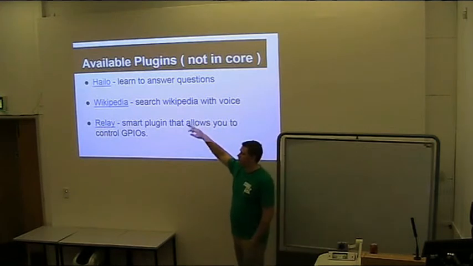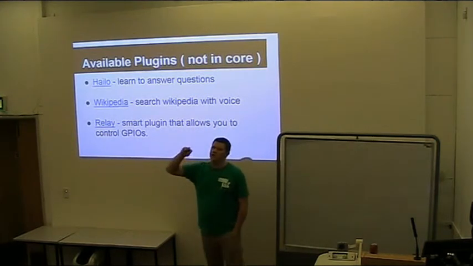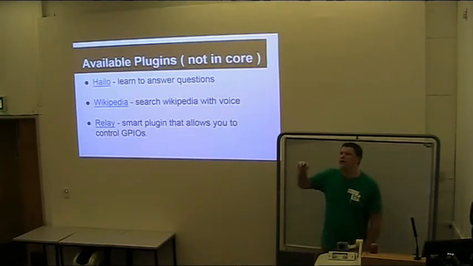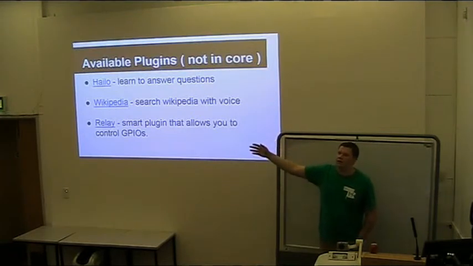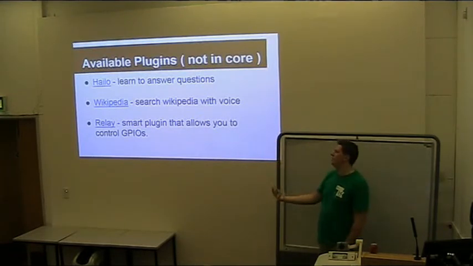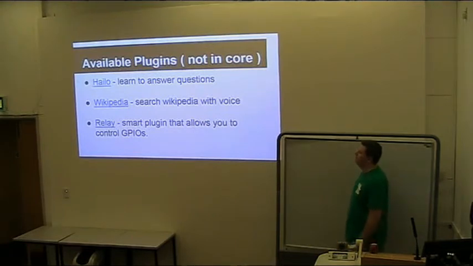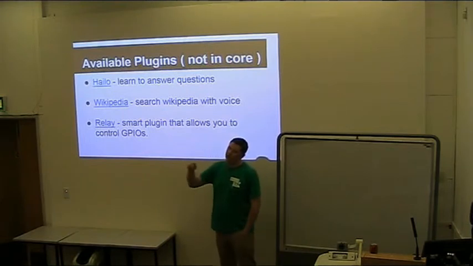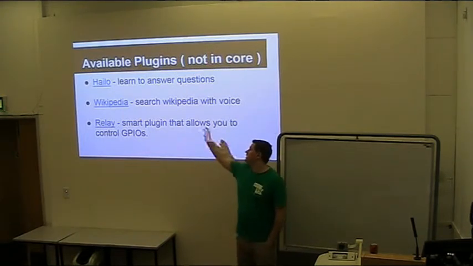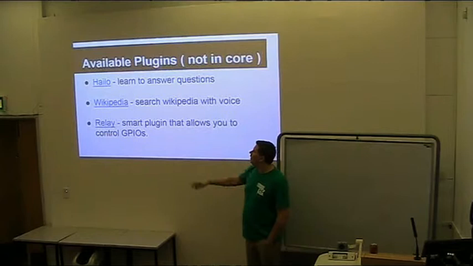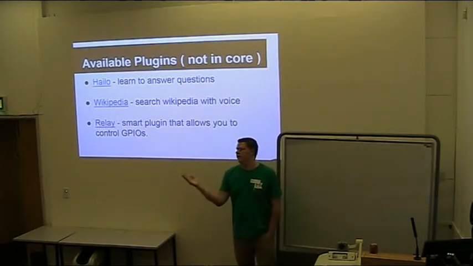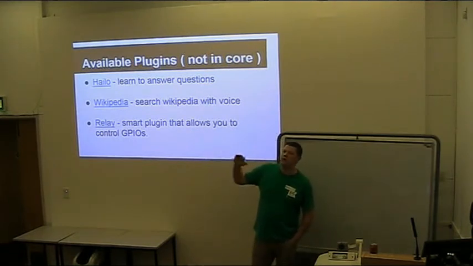Hilo is the one which reminds me of an IRC bot, where you just teach it a question and how to answer it. So you say, what's the meaning of life? And you teach it an answer. It's sort of for playing. Wikipedia, again, a sort of proof of concept, where you say Wikipedia followed by your search query, and it searches Wikipedia for you. Relay is an interesting one because it allows you to control GPIOs, the sort of thing you want when you want to open and close doors with voice.